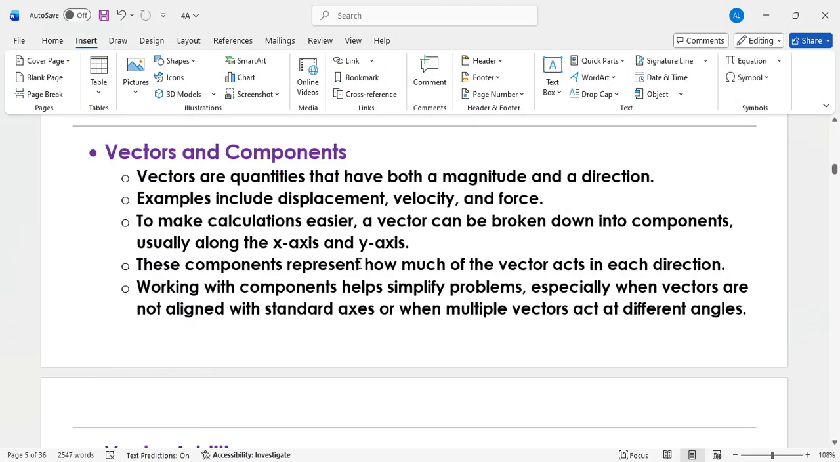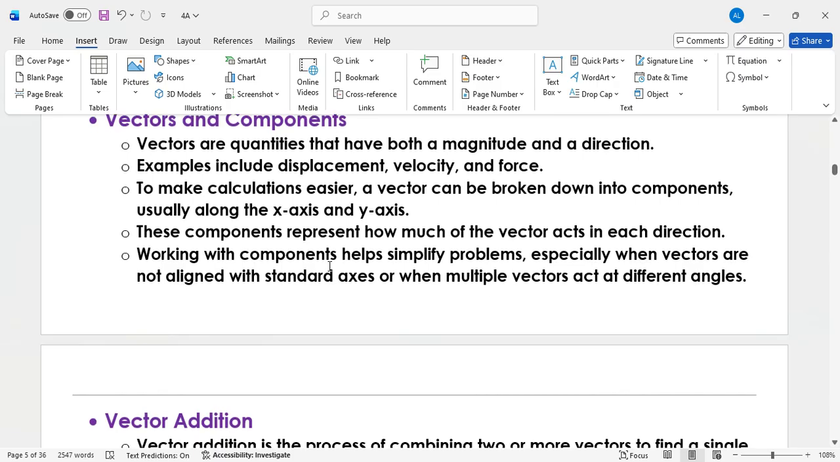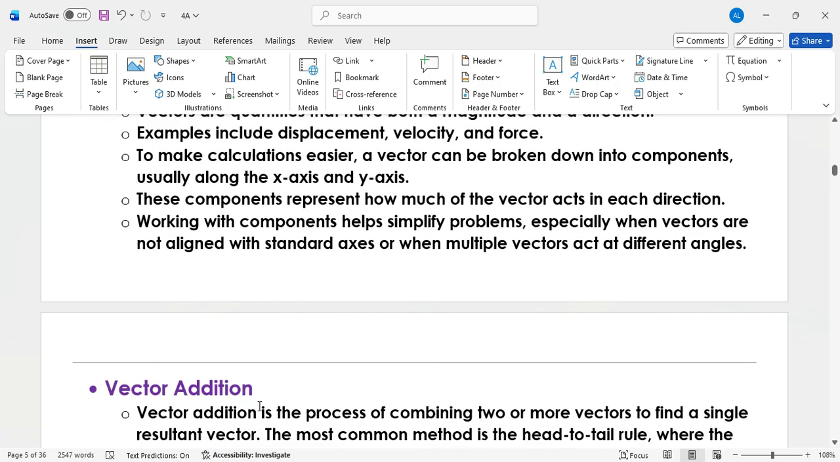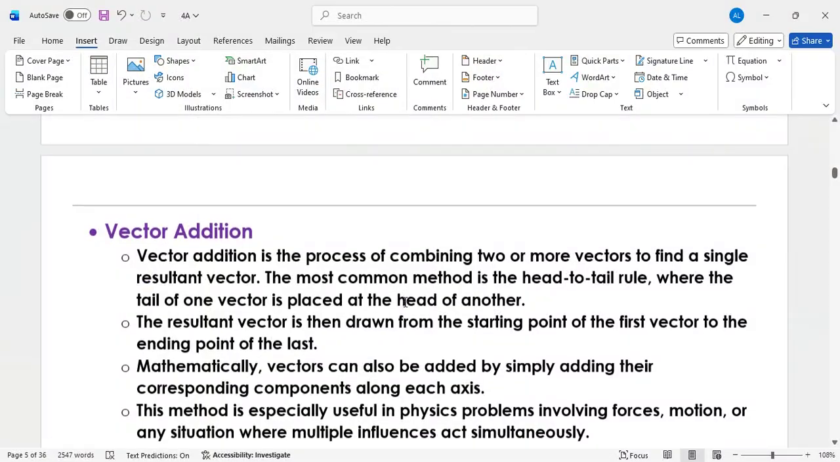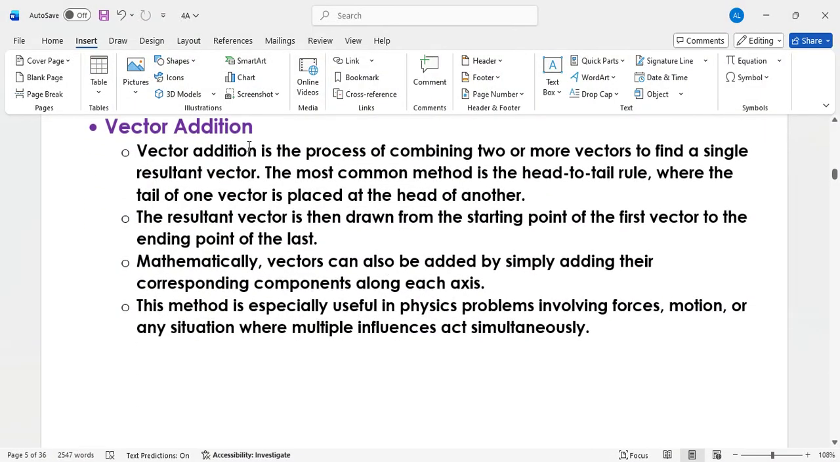We've seen x and y axis mostly, especially when it comes to vector addition. That's when you'll have to use x and y axis. These components represent how much of the vector acts in each direction. Working with components helps simplify the problems, especially when vectors are not aligned with standard axes or when multiple vectors act at different angles. That will happen especially when you use the parallelogram method for analytics.